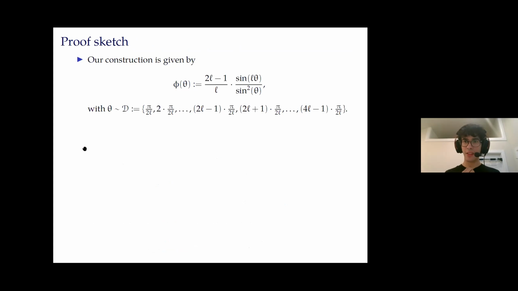So what's the construction that we're using? It's going to be this funny looking function. We take sine of L theta divided by sine squared, with a renormalizing factor of 2L minus 1 over L. And the distribution we're going to take goes throughout the circle in multiples of pi over 2L, and we exclude the 0 and the pi for technical reasons.